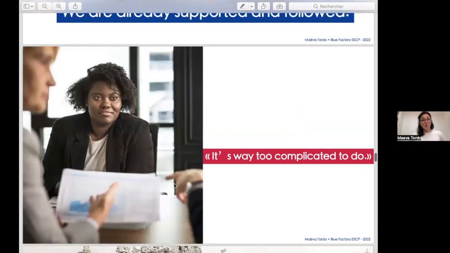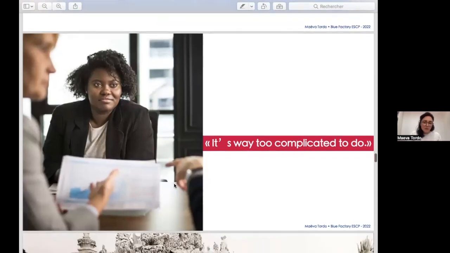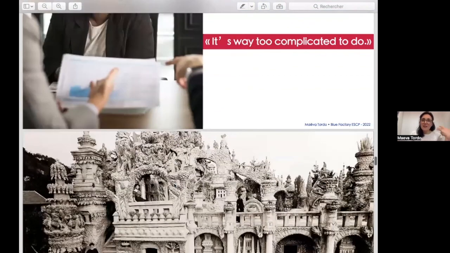It is too complicated to do. Something I was saying about being pedagogical, being able to explain how you are able to do some things, is very important to help us, as I was saying, be intelligent.